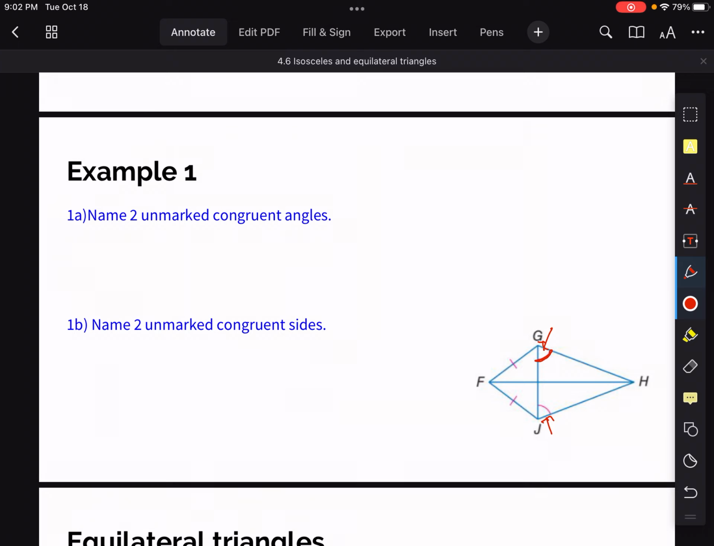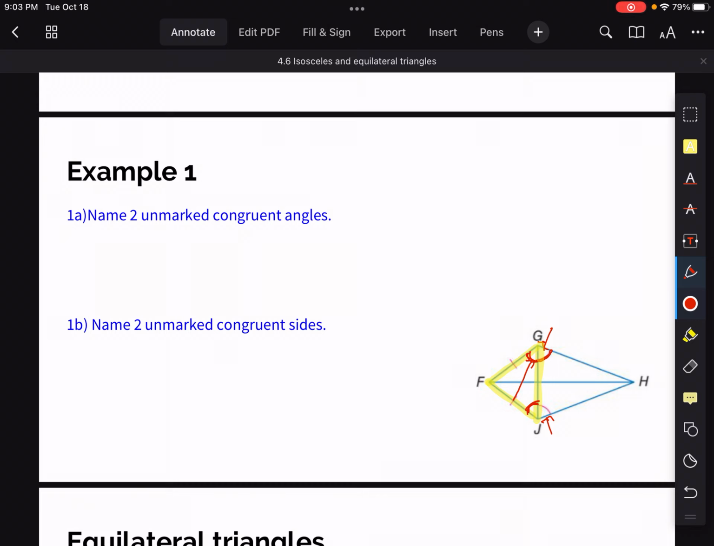In looking at this, I see that I have these two side lengths here that are congruent. So on this triangle that I have highlighted here, since those are congruent side lengths, their opposite angles must be congruent. So that would be these two, and you have to be very careful. You can't just name that G and J, because you can see here that G and J actually relate to two different angles. So you have to be very careful.